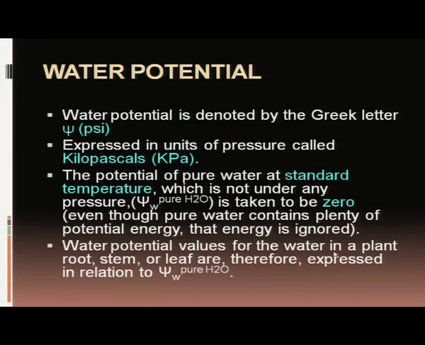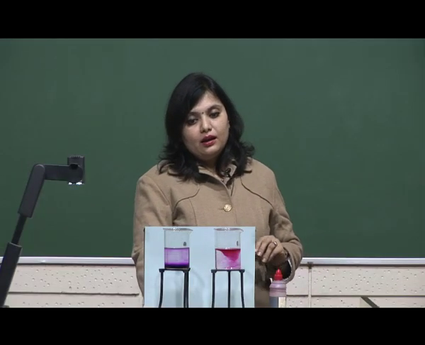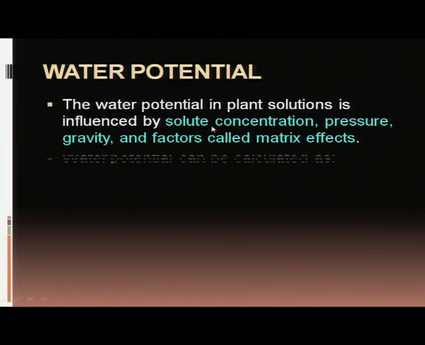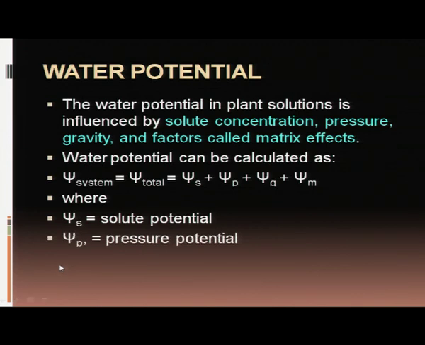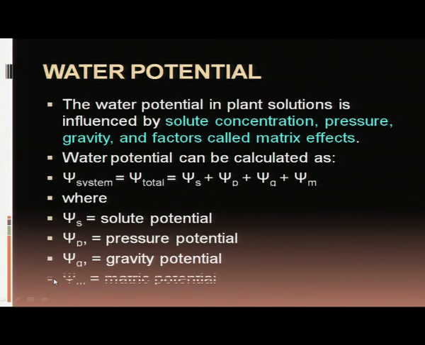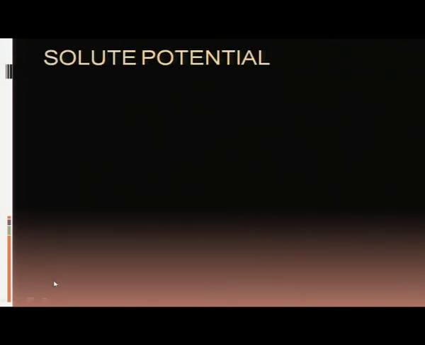So, water potential values for plant water in roots, stems and leaves are expressed in relation to the water potential of pure water. I am repeating this again and again: it is to be taken in reference to something. Water potential depends upon solute, pressure, gravity and matrix effects. So, the water potential of a system can be denoted by the sum of all these, where psi s is the solute potential, psi p the pressure potential, psi g the gravity potential and psi m the matrix potential.